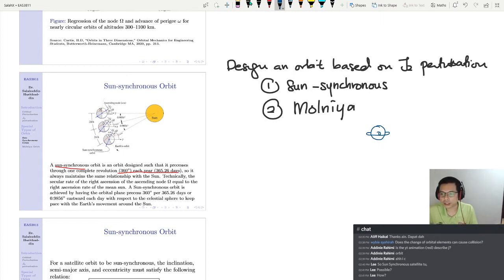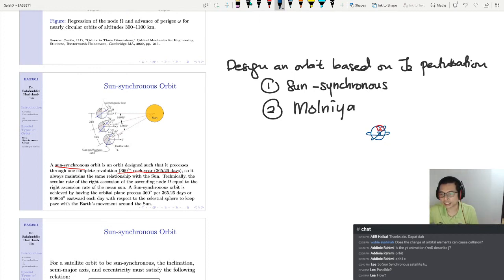But what if your country is somewhere up here? What if you are Russian, with a country up there? If you use an equatorial orbit, it will be useless, because if you sit here, you will never be able to see the equatorial satellite orbit. So they need to design something special, an orbit which has some inclination like that, so that you can see the satellite.